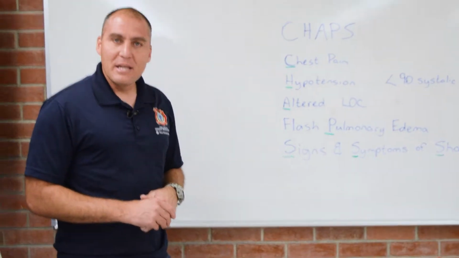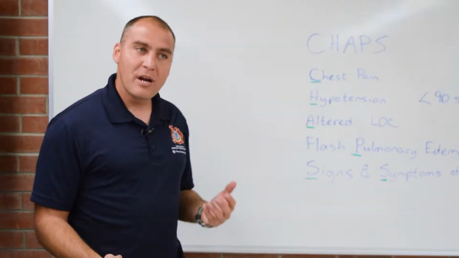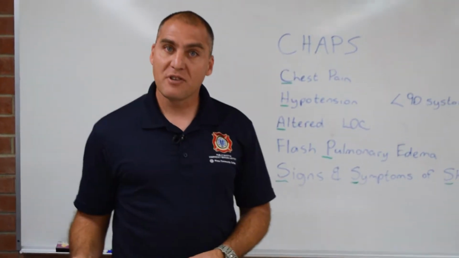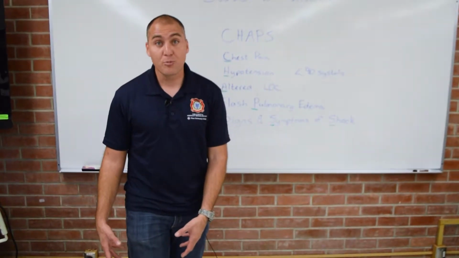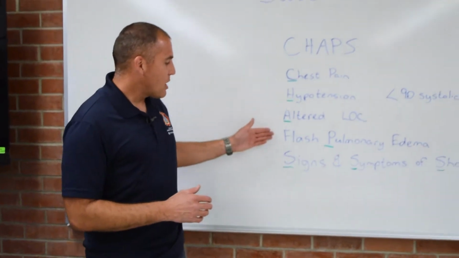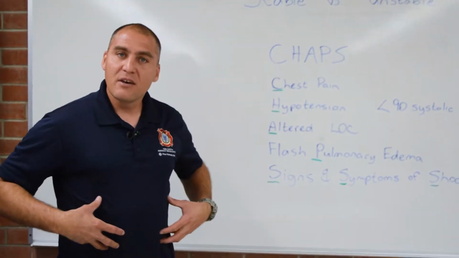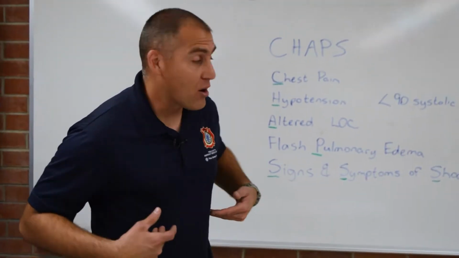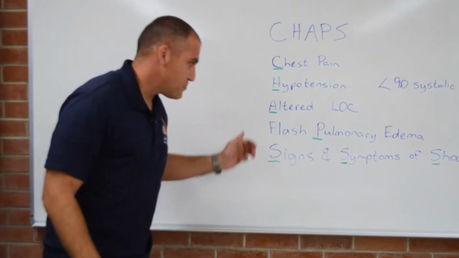Next, we have flash pulmonary edema. Students sometimes get confused between flash pulmonary edema and chronic pulmonary edema. Chronic pulmonary edema is a patient who has a history of congestive heart failure. Maybe they have swollen legs and they take some type of water pill like Lasix or furosemide for their condition. That's not what we're talking about here. We're talking about an acute onset of fluid buildup on the lungs due to inadequate pumping of the heart, which we would classify as unstable flash pulmonary edema.